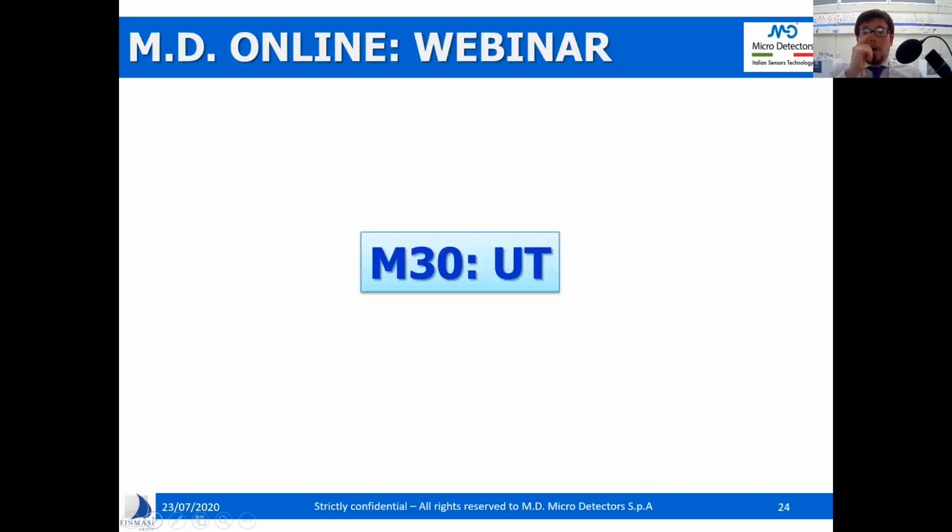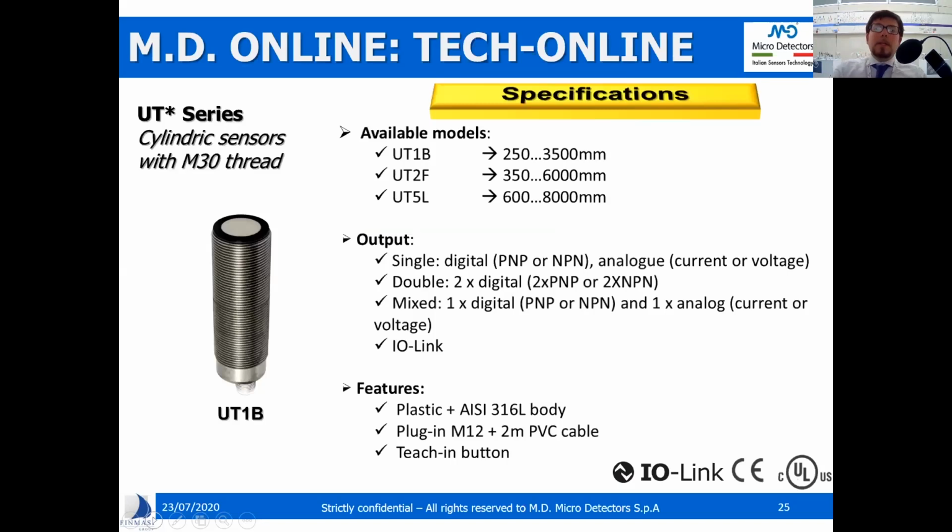Let's move now on long distance sensors, the M30 UT series. In particular, we can distinguish among UT1B, working from 250 to 3500 millimeters, UT2F working from 350 to 6000 millimeters, UT5L working from 600 to 8000 millimeters.